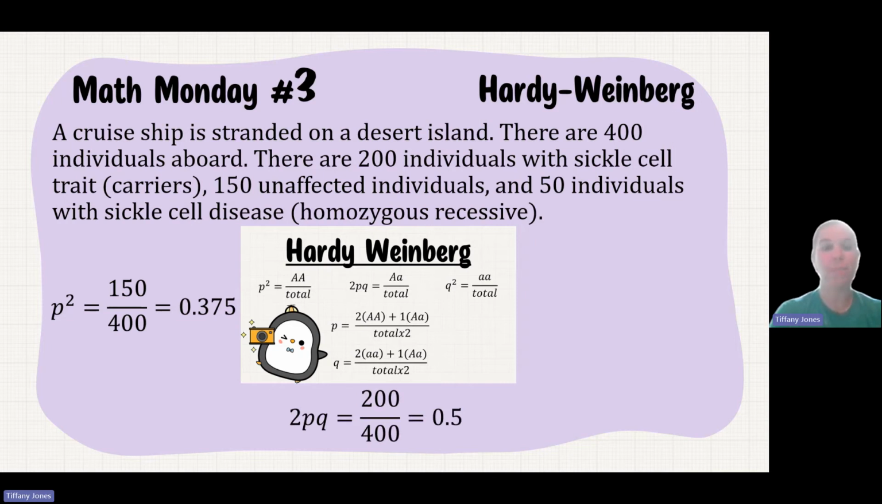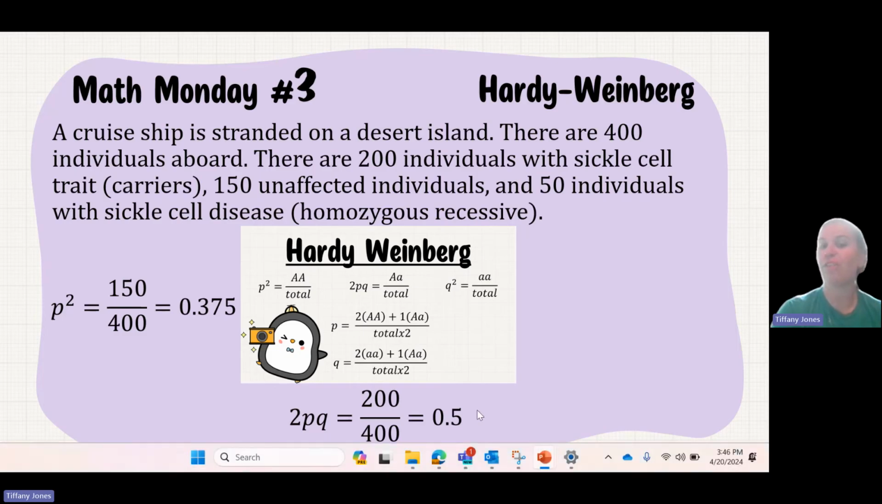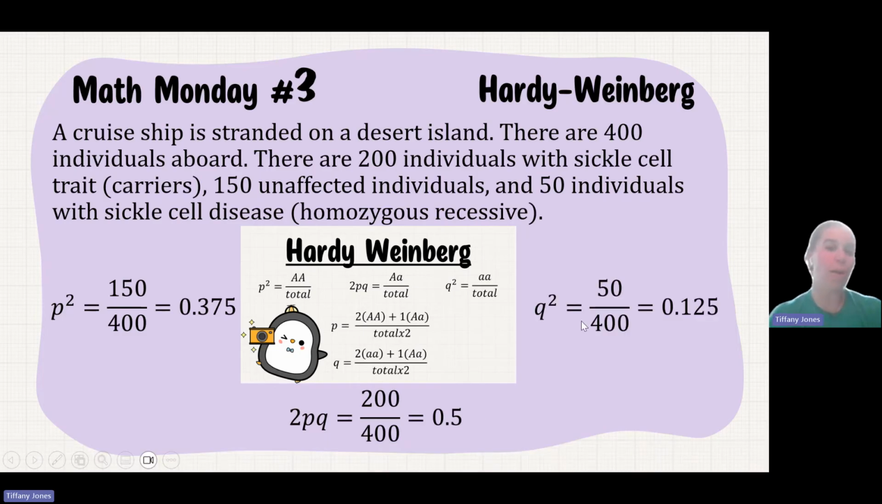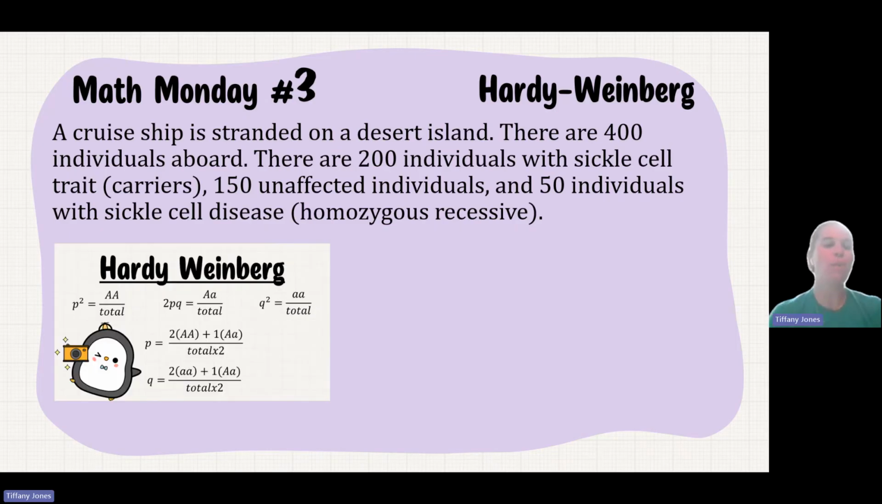2PQ is going to be the number of individuals that are heterozygous. We know they're heterozygous because they're carriers for that trait. So 200 divided by 400 gives me 0.5. And then my Q squared would be the number of individuals that are homozygous recessive divided by 400, our total, which gives me 0.25. So now comes the counting alleles method that I was mentioning before.